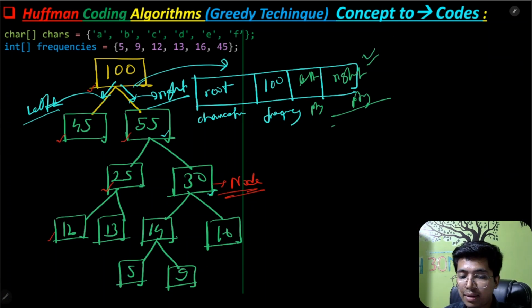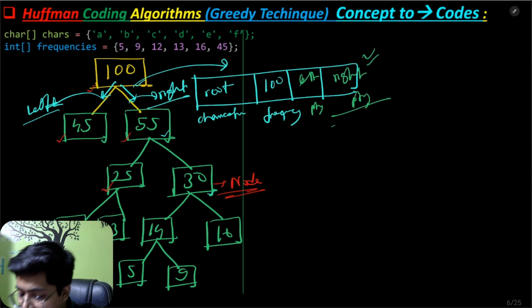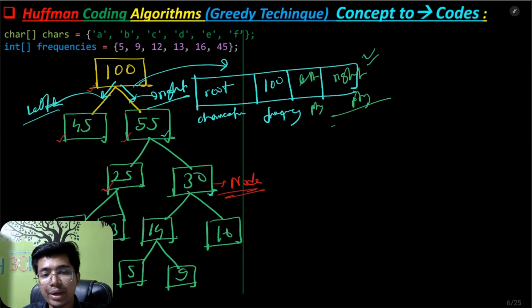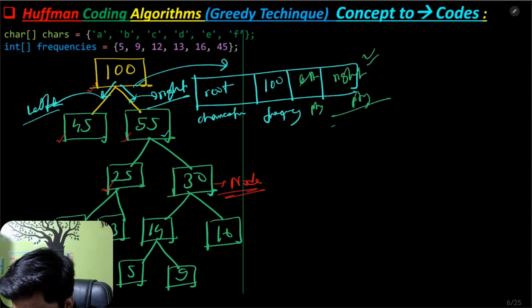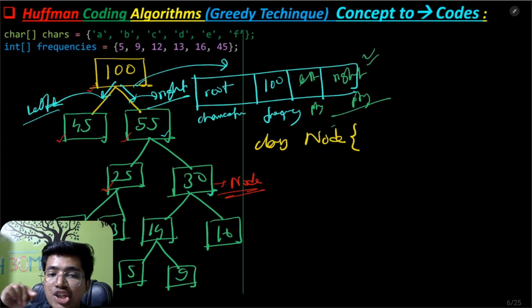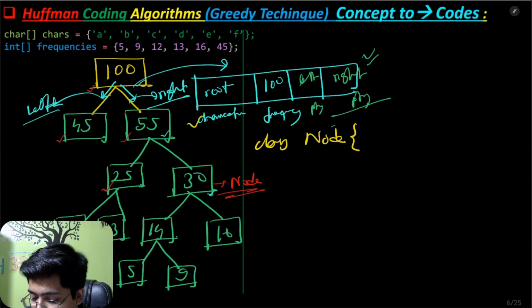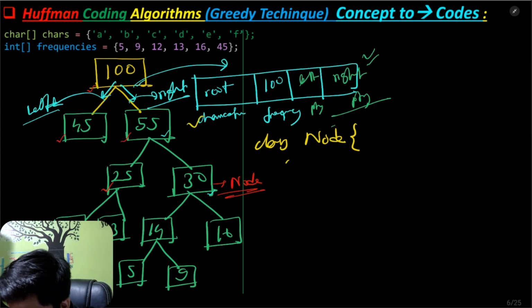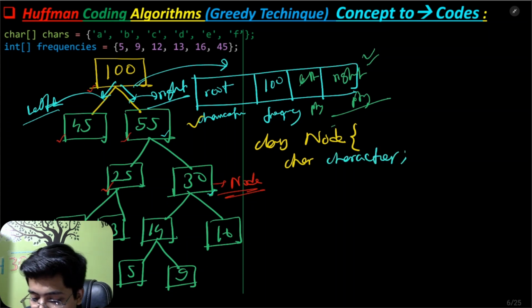First we'll be writing this class. Whenever we create any node data type, we need to build a class. So we'll be building a class in Java like this: class Node. Once we have written class Node, we will be initializing all the variables. So this is character. Let's call it character, because we'll be storing characters A, B, C, D. We'll be storing all those characters.